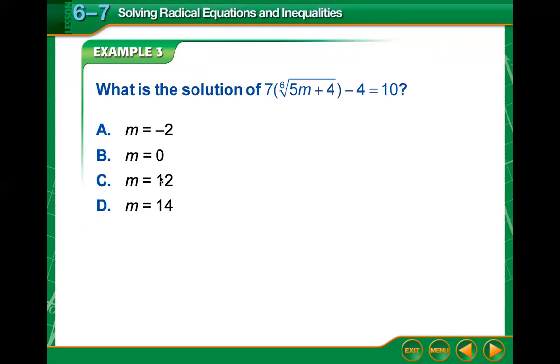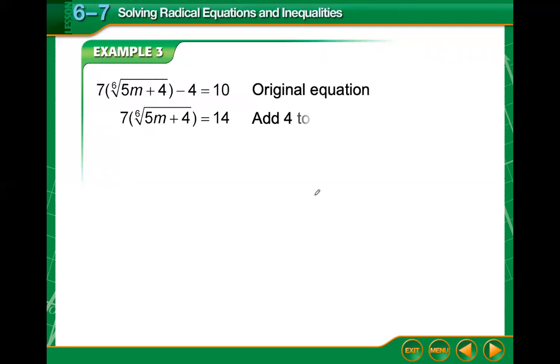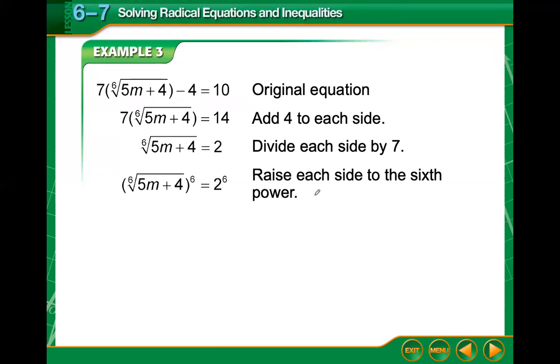Looking at example 3, here's a sample multiple choice question. Which one is the solution? We're going to walk our way through this one. We're going to add 4 to both sides. We're then going to divide by 7 on both sides. And then we're going to raise the power to the index, which is 6. So we're going to take the power of 6 on both sides.